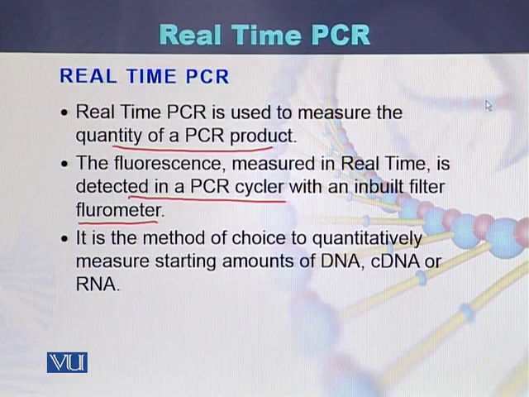It is the method of choice to quantitatively measure the starting amount of the DNA, cDNA or RNA. So on one hand, we can quantitatively measure the starting amount of the DNA or cDNA or RNA, while on the other hand, we can also quantify how many copies, or how much amplification of the DNA, has been performed.